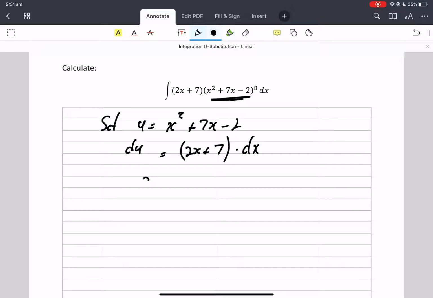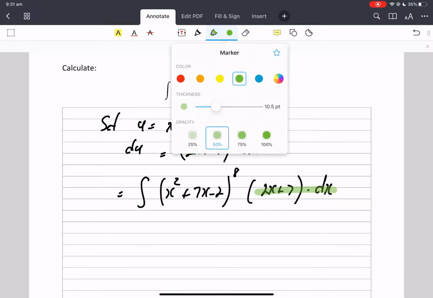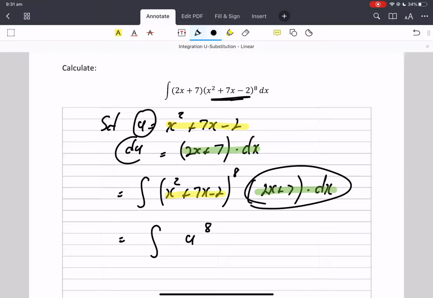Okay, so my integrand becomes, and don't rush it, I'd encourage you to rewrite it so that you can see exactly what those substitutions are. Because as we get a bit harder, it's easier to trip up. So that's going to be the integral of u to the 8 du.